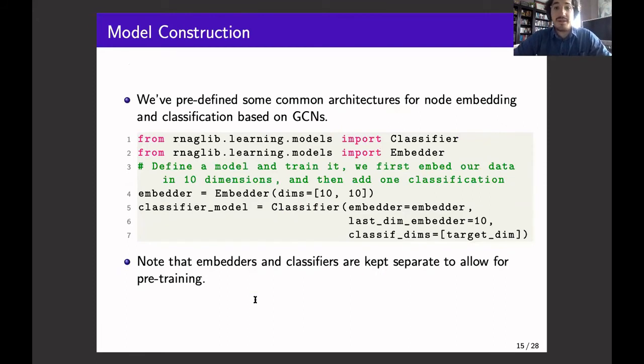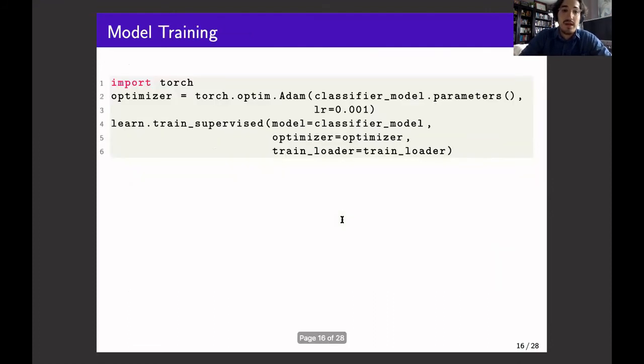And we've also implemented some common architectures, specifically graph convolution networks, since we're working with graph data. So you can build classifier models and embedder models. So embedder models simply take a graph and output vector embeddings. Classifier models take those vector embeddings and output a prediction decision. So we can connect those two. We keep them separate because we want to be able to train them separately.